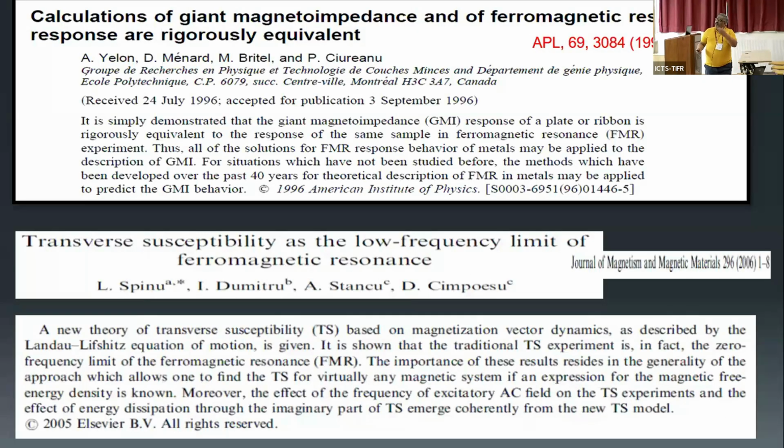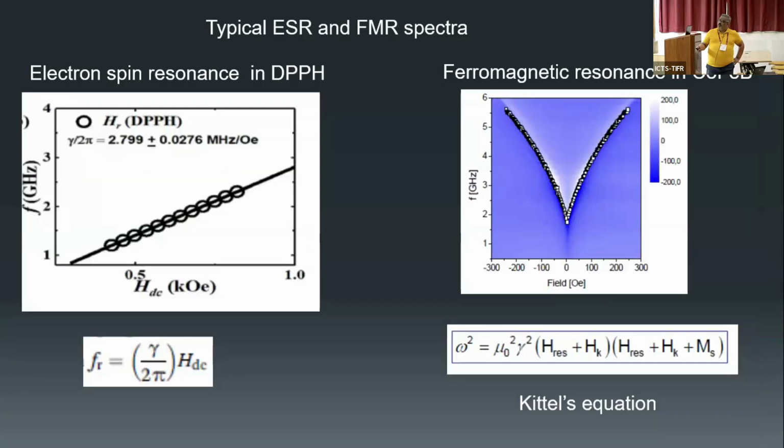There are a few models which were actually developed for other materials, like amorphous materials. This paper, which came out in '96, showed that the calculations for magnetoimpedance and ferromagnetic resonance are basically equivalent. And this paper tried to tell that the transverse susceptibility can be considered as low frequency ferromagnetic resonance. Still, this paper gets more attention from other communities, but not from the oxide community.